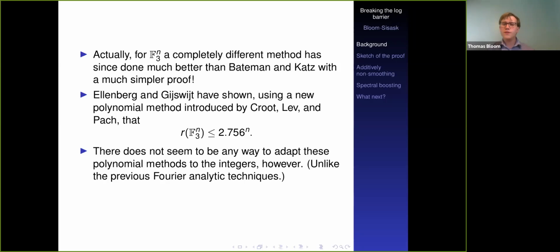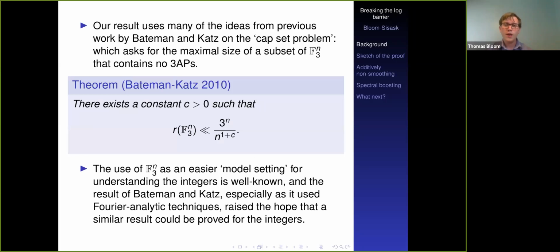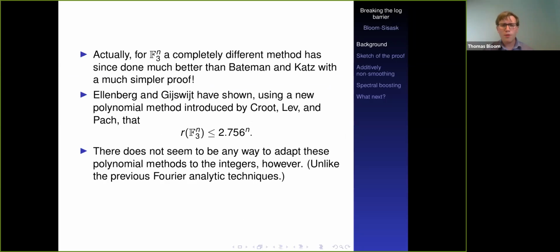So in particular in 2016, Croot, Lev and Pach introduced a new polynomial method, which Ellenberg and Gijswijt used to prove an upper bound for this quantity r of F3 to the n of something like 2.756 to the n. Just for comparison, this is compared to the Bateman-Katz bound of 3 to the n divided by something a little bit better than n to the 1 plus small constant c. So in particular, this polynomial method dramatically passed the logarithmic barrier, and in fact proved a density upper bound which was exponentially good.